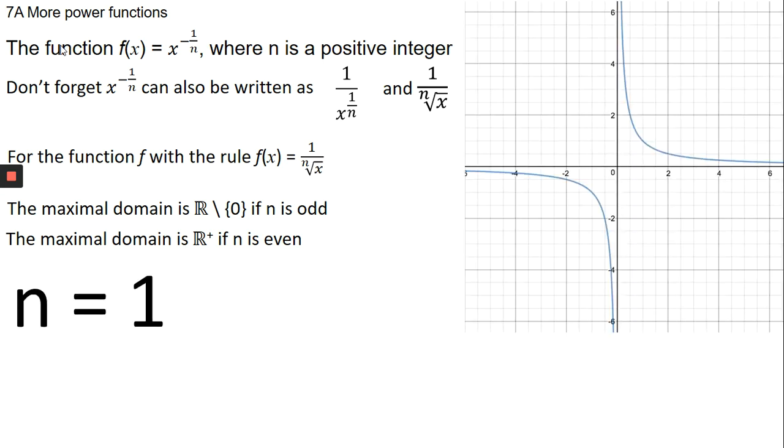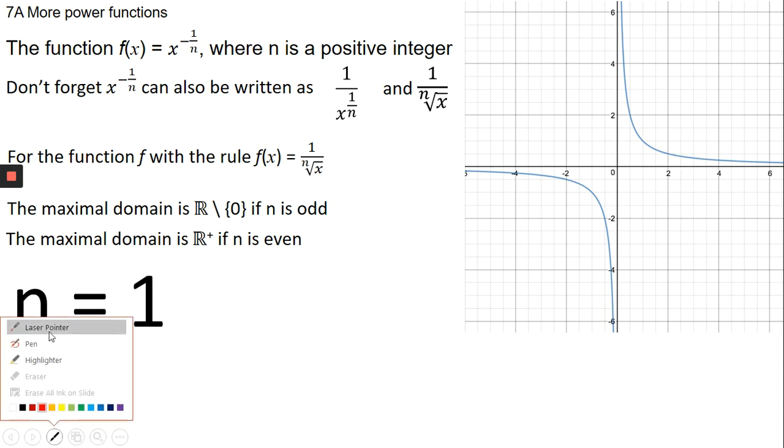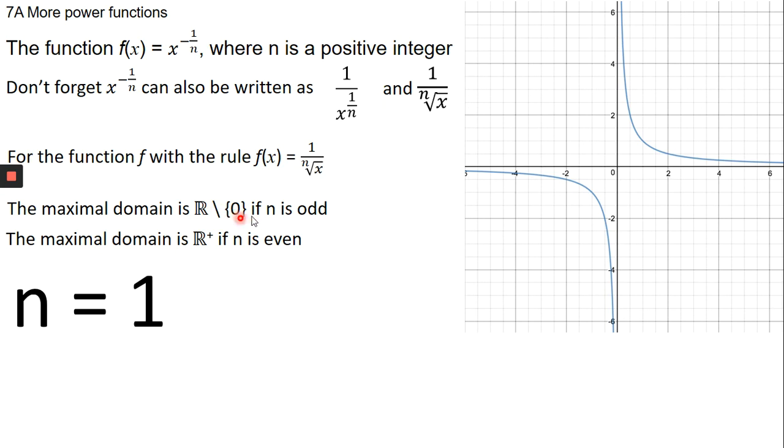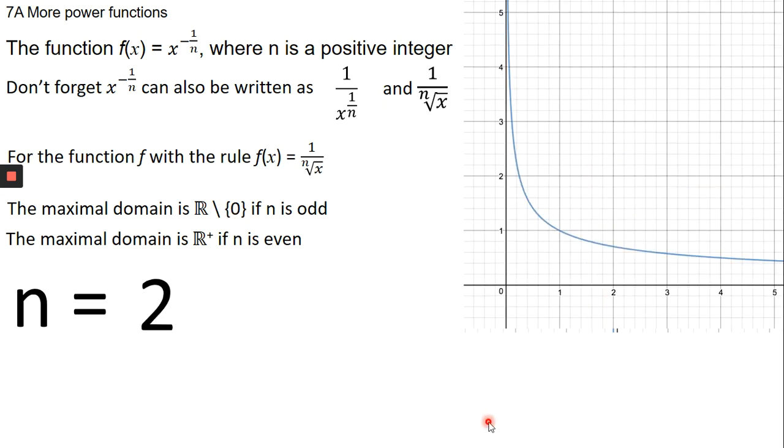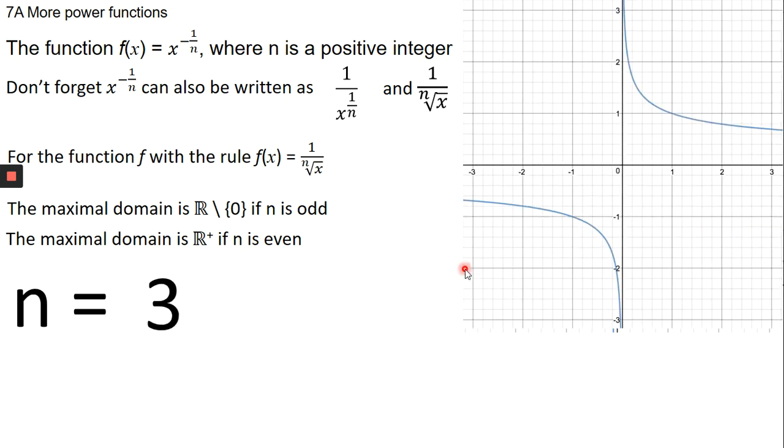If n is 1, we've got a hyperbola, and so n is odd, so the maximum domain is all real numbers apart from 0. Spot on. n is 2. We've got a graph that looks like this. So n is even, so it's just R plus. That works. n is 3.